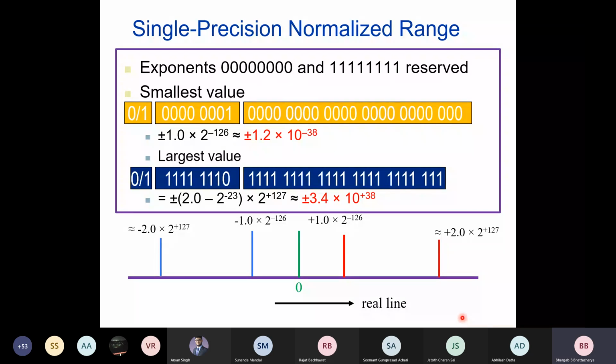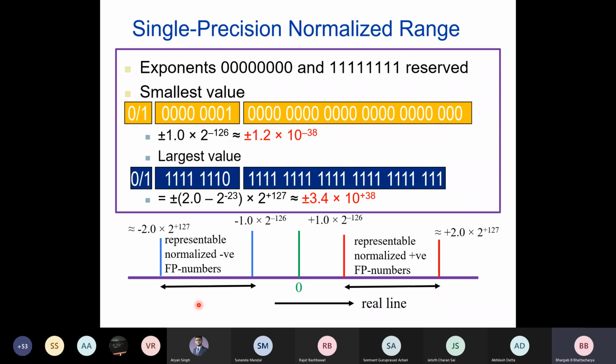On the real line, this is the maximum positive value, and this is the most negative value here. And this is the smallest positive value, and this is the least negative value. Are you with me? Yes, sir. Okay. So these are the representable normalized positive floating point numbers, correct? And these are the representable negative floating point numbers.